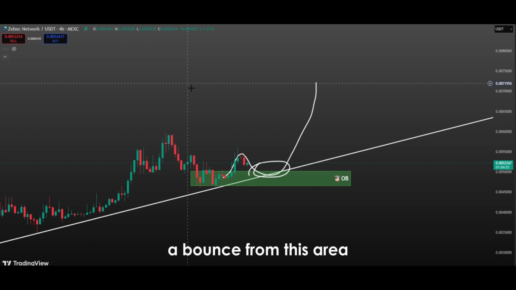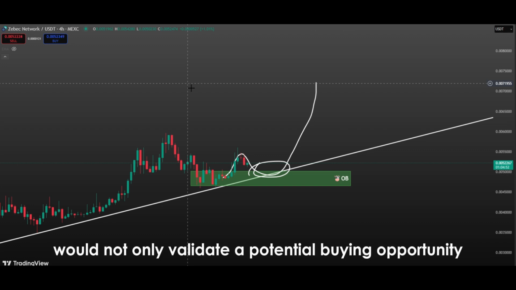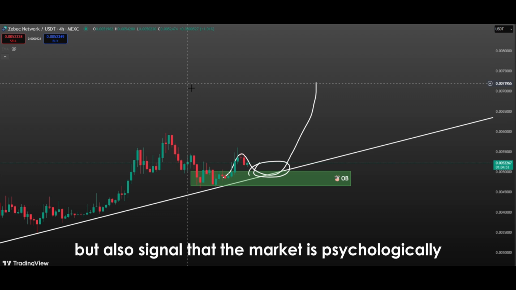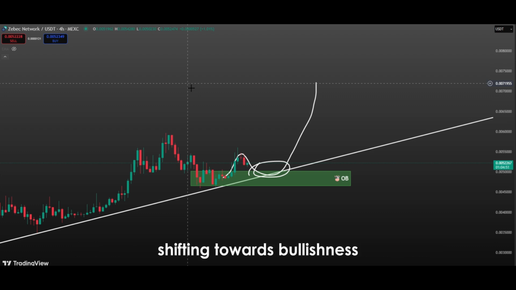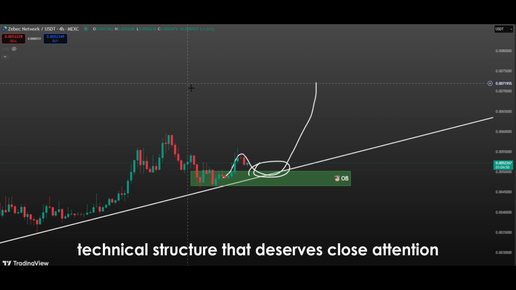A bounce from this area would not only validate a potential buying opportunity, but also signal that the market is psychologically shifting towards bullishness. For traders, this is a highly strategic technical structure that deserves close attention.